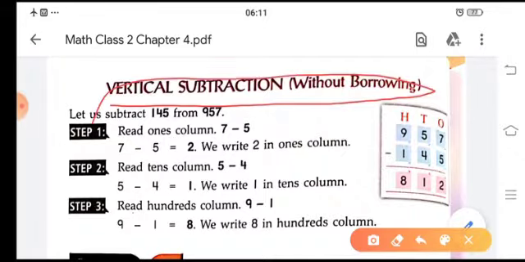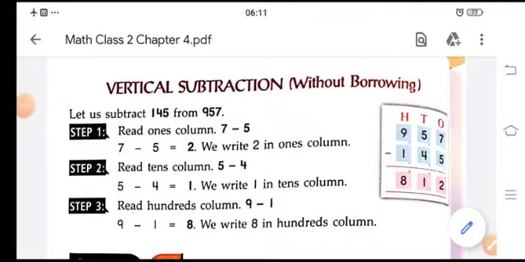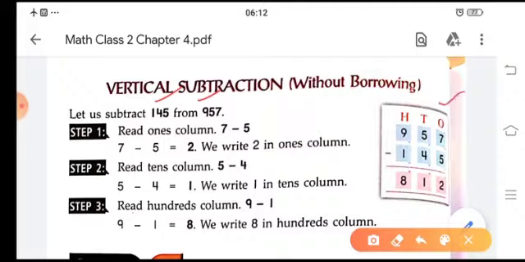Then we'll do this sum again with the same method. In this, children, we will subtract 145 from 957. Again we're going to write it in the hundreds, tens and ones form. So here 957, 145. First we start from the ones. 7 minus 5 is 2. Then we go for tens: 5 minus 4 is 1. Then we go for hundreds: 9 minus 1 is 8. So we'll get 812.